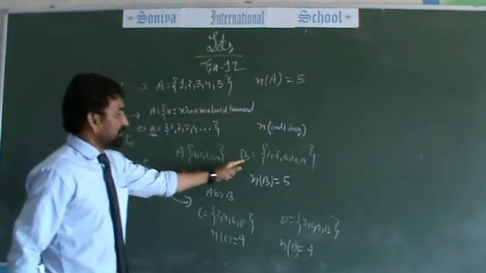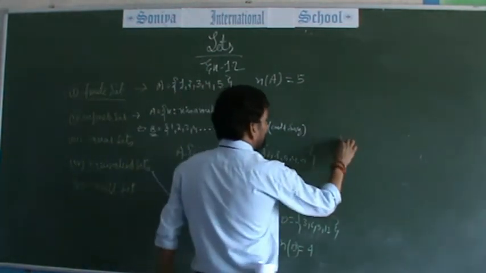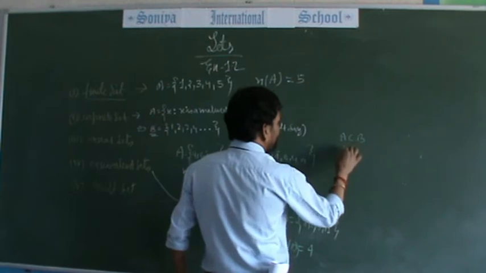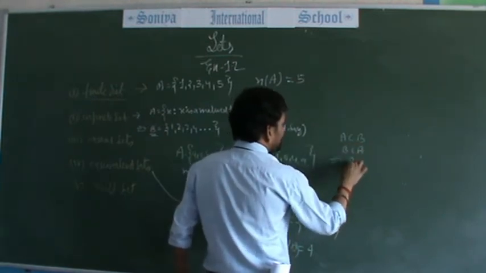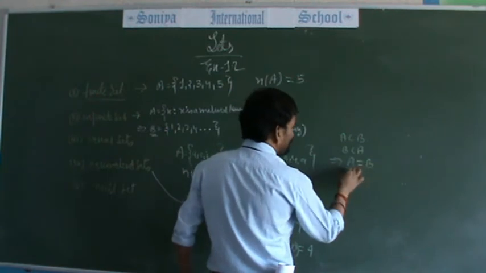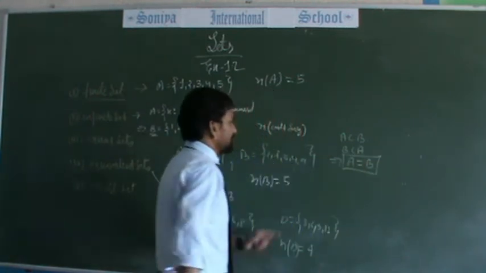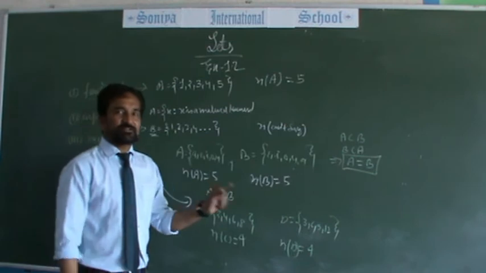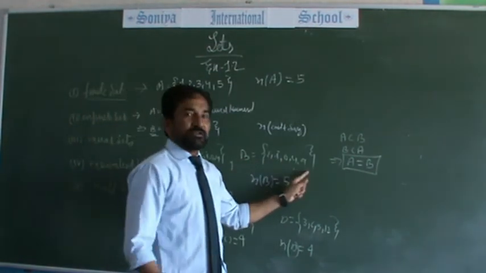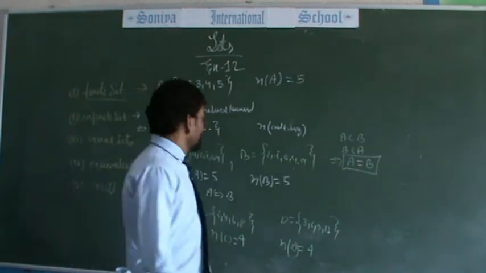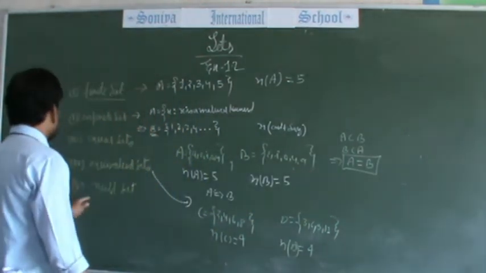When these two sets are equal, then you may write that A is a subset of B and B is a subset of A. This means set A is equal to set B, and for set A to equal set B, the condition is required: the cardinal number is equal as well as each element belongs to both of the sets.